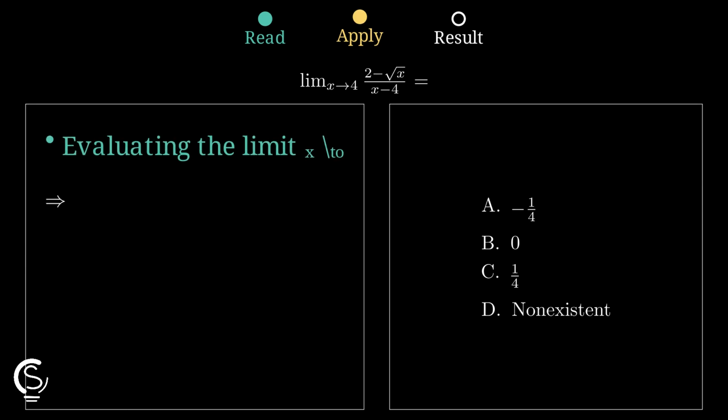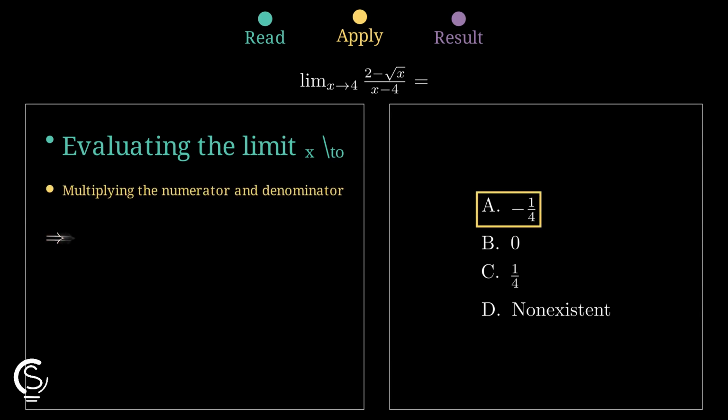Multiply the fraction by the conjugate, 2 plus square root x over itself, making the top 4 minus x, and the denominator x minus 4 times 2 plus square root x. Now use 4 minus x equals negative x minus 4, cancel the x minus 4 factor, and substitute x equals 4 to get negative 1/4.